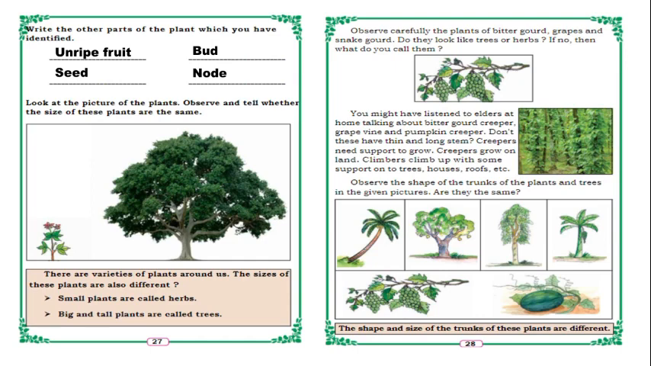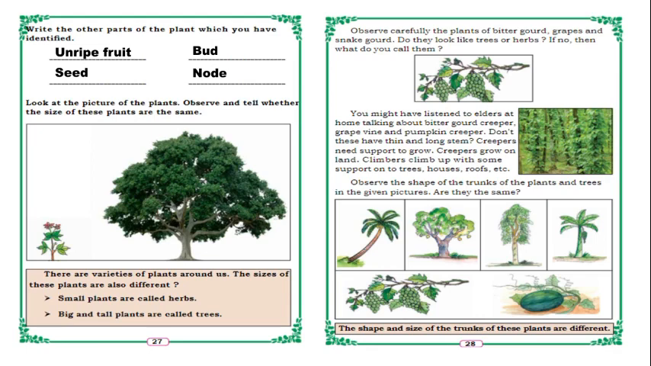So in the picture you can see one small plant is there and one big tree is there. Are they the same size, children? They are the same size? No. So one is a small plant, one is a big tree. Yes, no? So there are varieties of plants around us. The sizes of these plants are also different. One is small and one big, isn't it? One is tall and one is short.